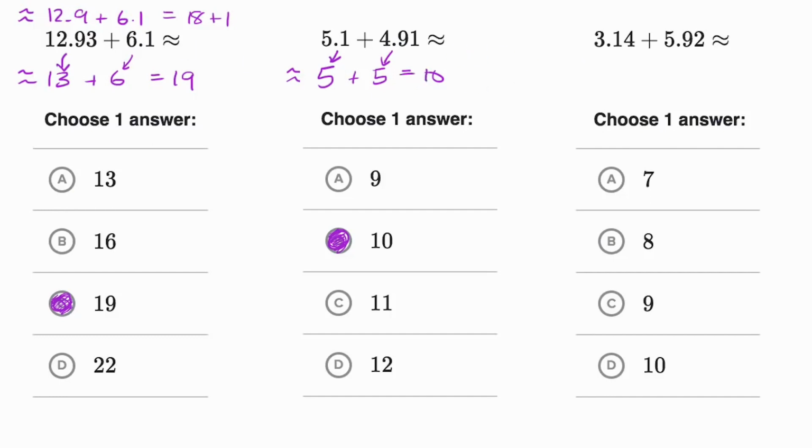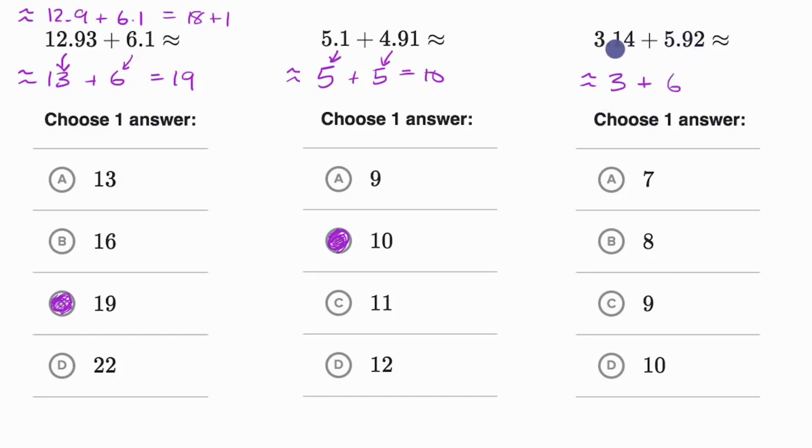All right, so in this last example, once again, pause the video and see if you can work through it on your own. Well, we're just going to do the same thing here. This is going to be approximately equal to 3 plus, I rounded down, 3.14 rounded to the nearest whole number is 3. 5.92 rounded to the nearest whole number is 6.